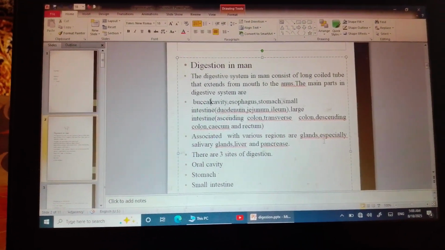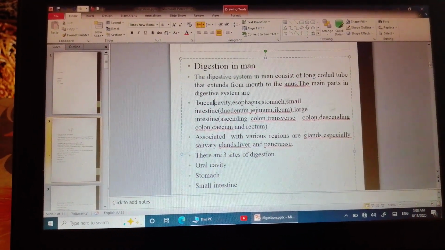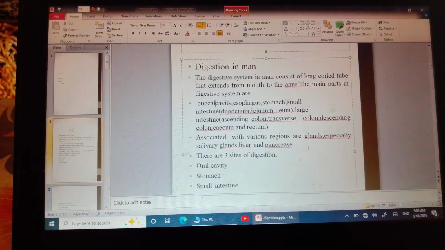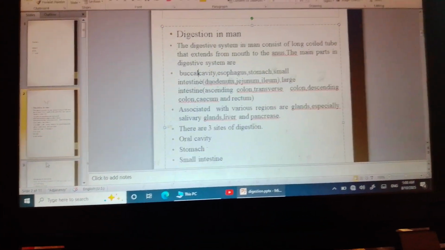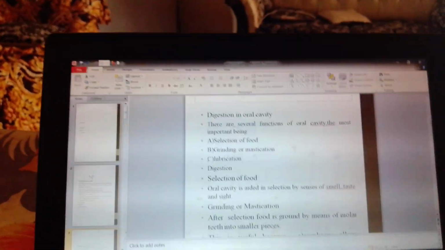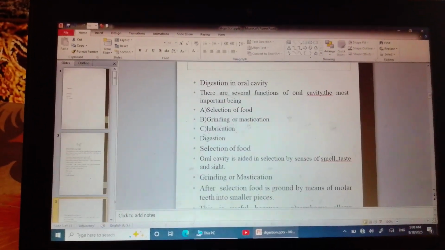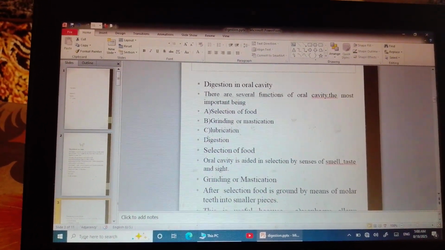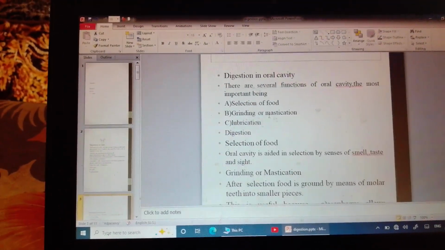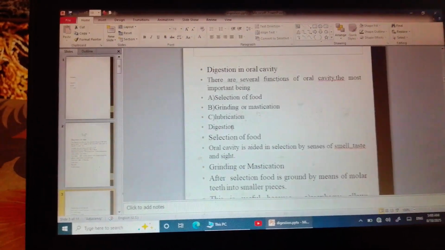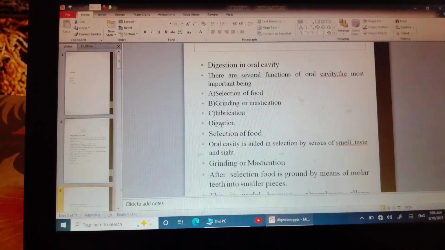Associated with these various regions are glands. The glands are the liver and pancreas. There are three stages of digestion. In the oral cavity, there are several functions. The most important are: firstly the food is selected, then it is ground, then it is lubricated. After that, the food is digested.